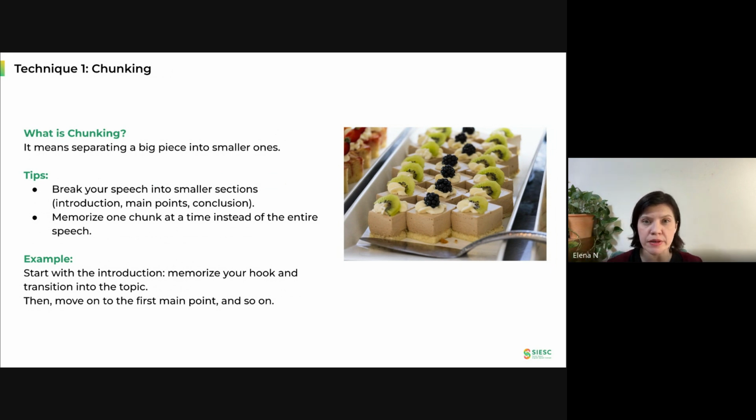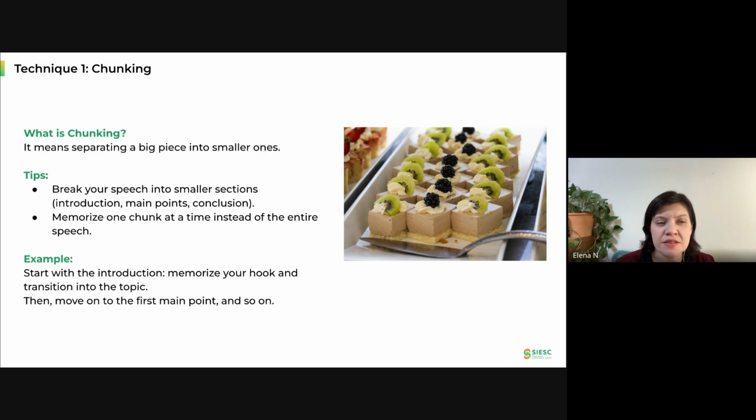It's easier to remember. And so if you break your speech into small sections, introduction, main points, conclusion, or even smaller, and you memorize one chunk at a time instead of the entire speech, you focus just on this small part, it's much easier. And it also gives you a feeling of satisfaction. Oh, I learned this. So you have this satisfactory feeling, and you can move on to the next one.